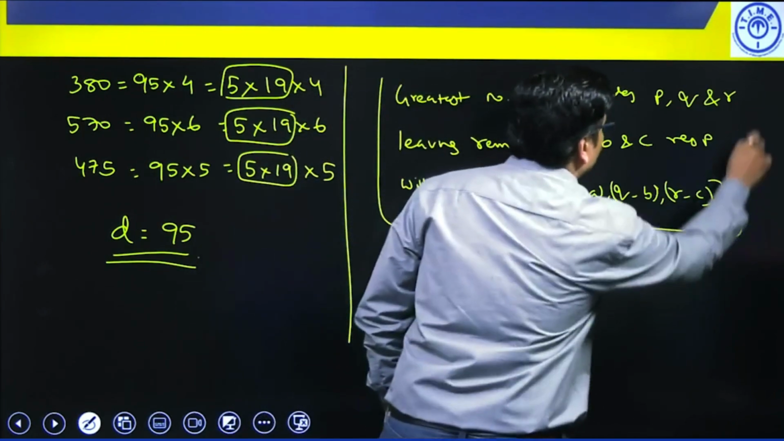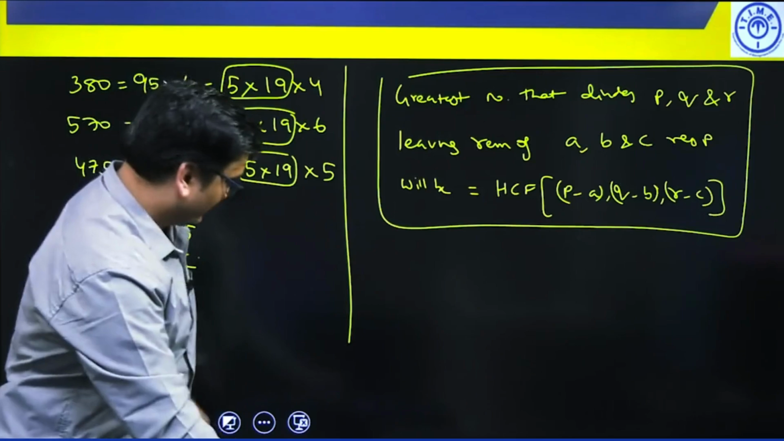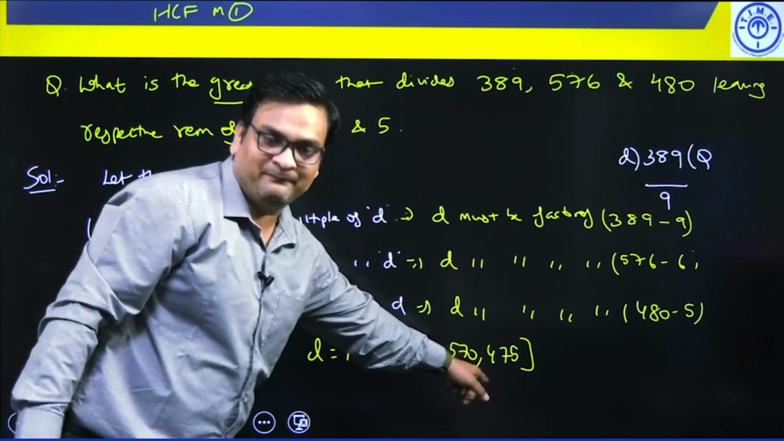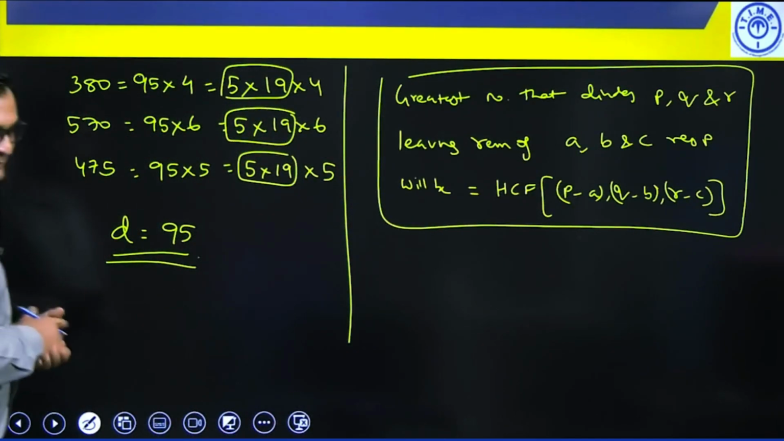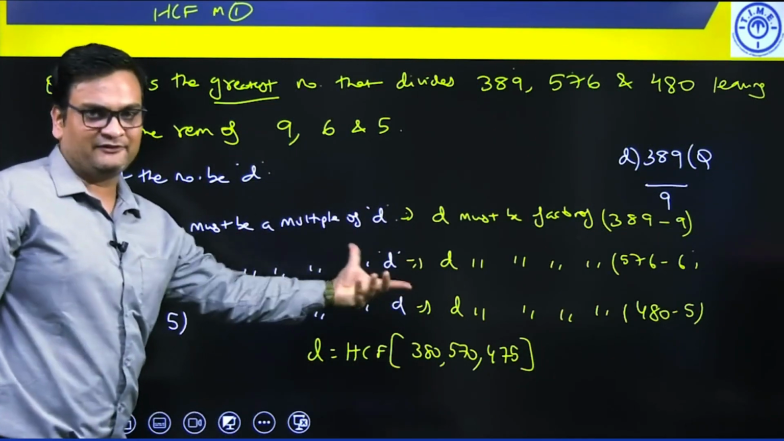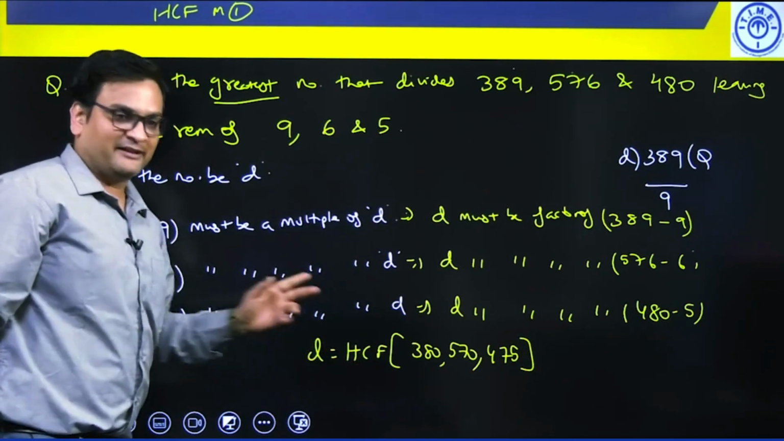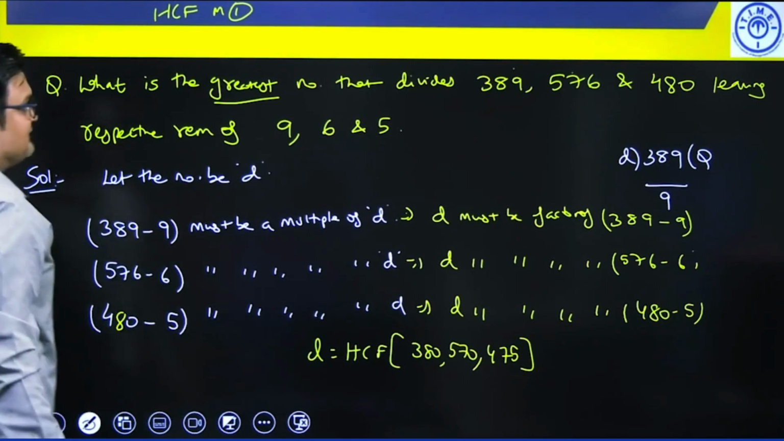So this formula may be used to get to our answer directly, and this is what we did finally. If you notice, we got to this HCF of P minus A, Q minus B, R minus C. So the same formula can be written, and we could directly get to this step instead of going for all these unnecessary extra explanations that we have done. No need to go for all this in the exam. In the exam, we can straight away write this step. So this is your HCF model 1.